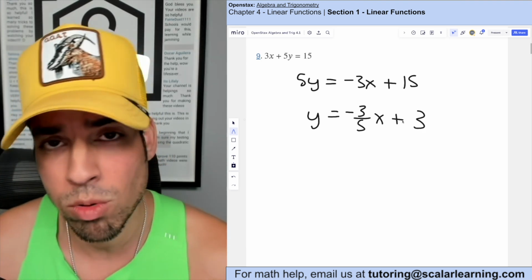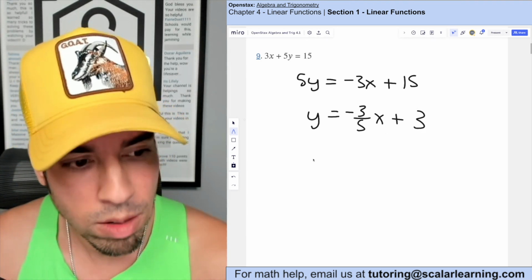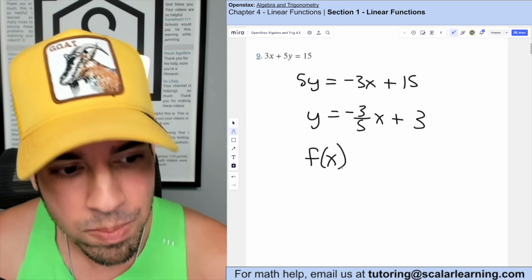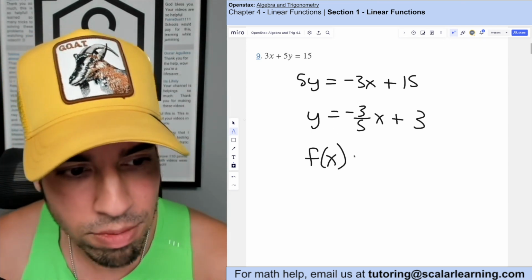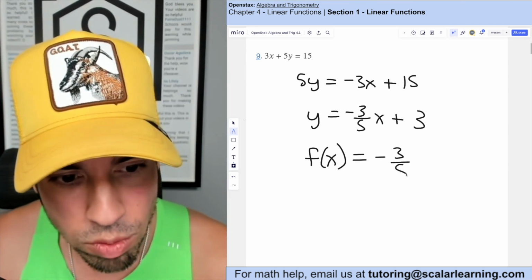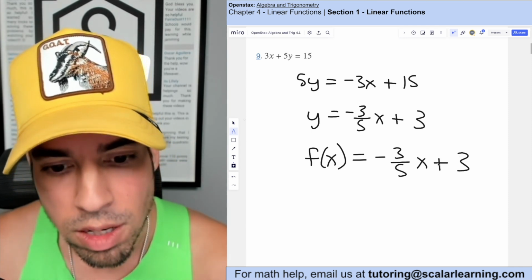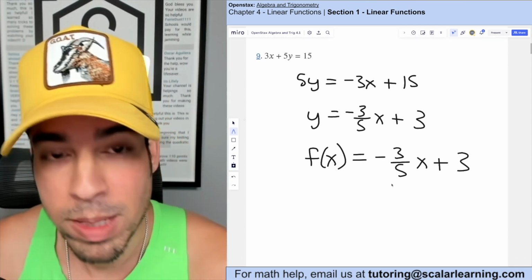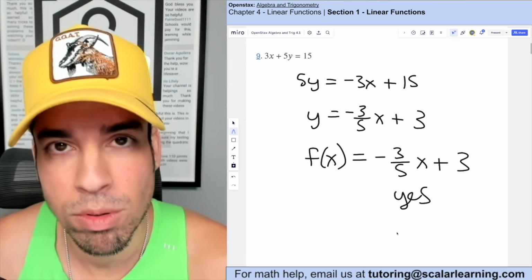And again, basically, what am I doing? I'm putting it into slope-intercept form. And then if we're to represent this as a function, I can again replace that y with f of x equals negative 3/5 x plus 3. There it is as a linear function, which means that the answer is yes, boom, done.